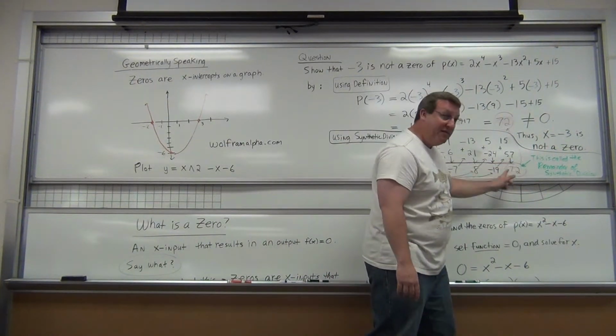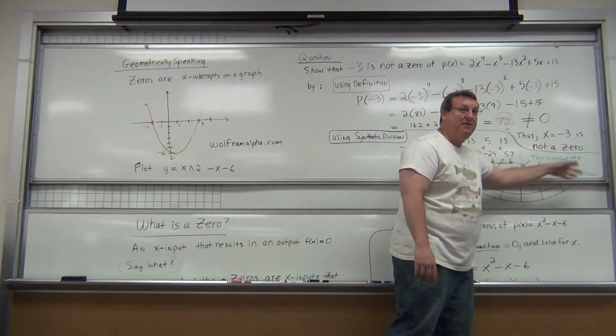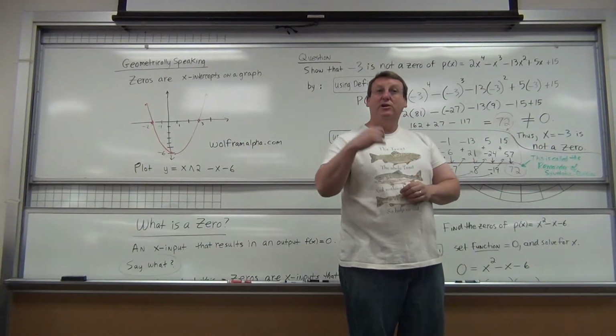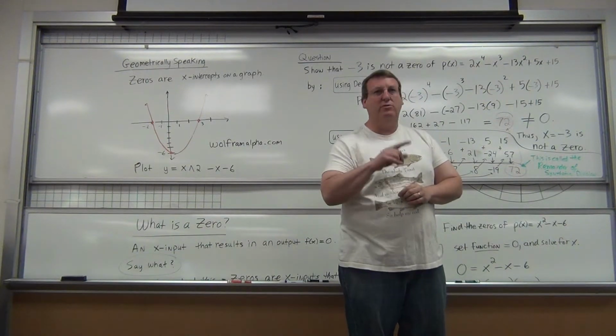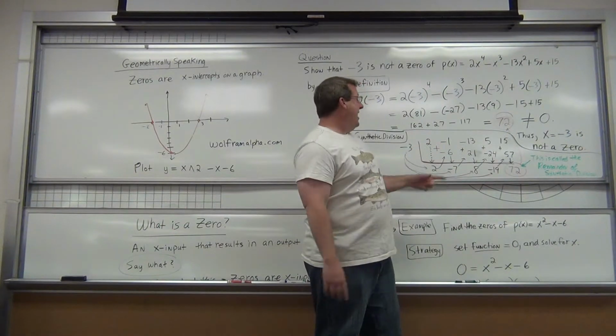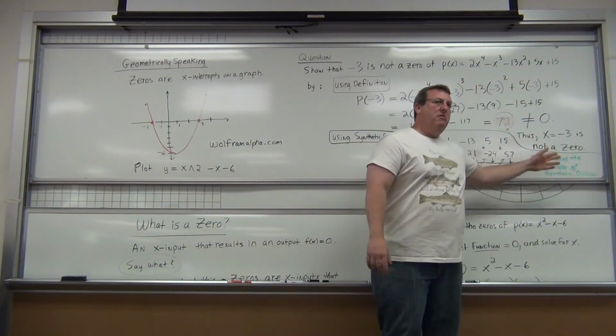So this number right here at the very end is called the remainder of synthetic division. If that remainder is equal to 0, then you have a 0 or a root or a solution. But at 72, we already knew that x equals -3 is not a 0.